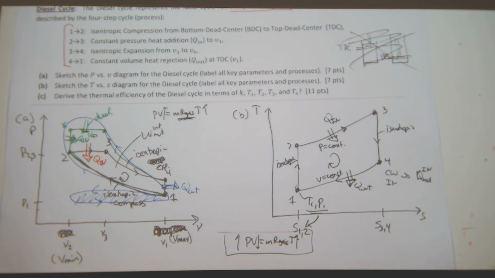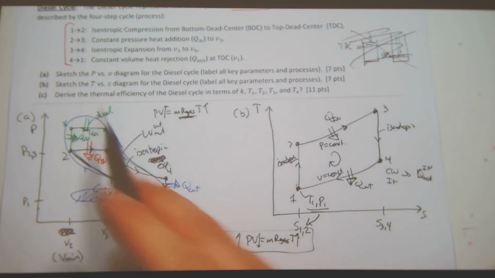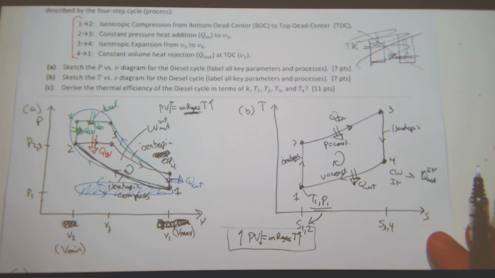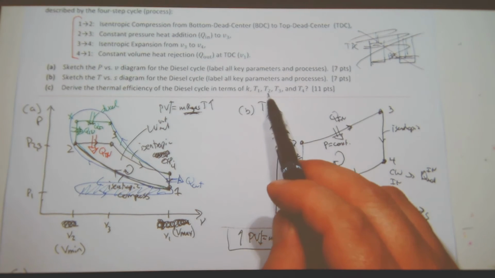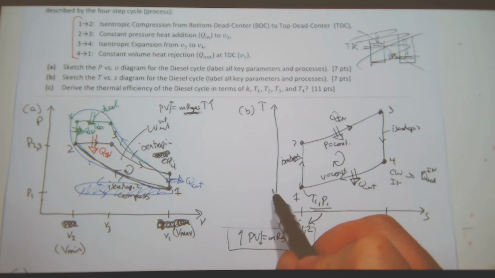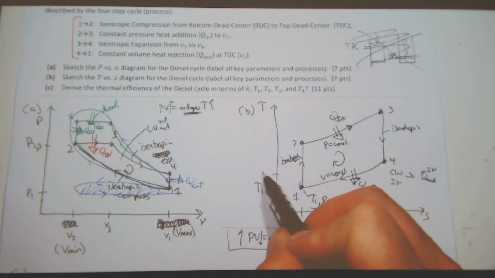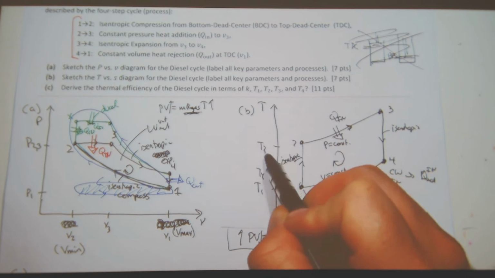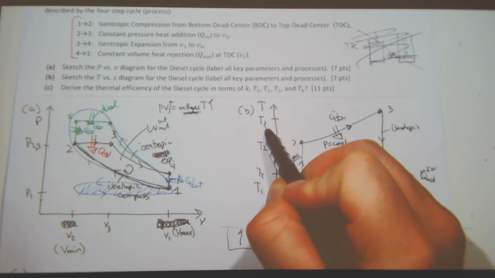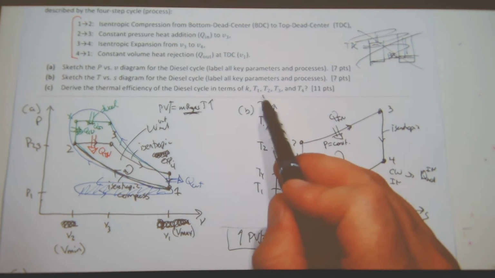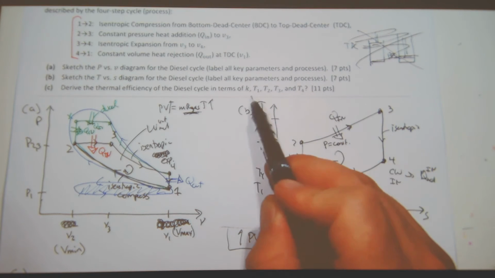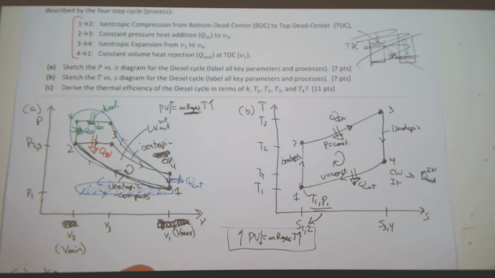Okay, so part C. Derive the thermal efficiency of the diesel cycle in terms of k, T1, T2, T3, and T4. So I guess I didn't label these all: T1, T4, T2, T3. So T1, T2, T3, and T4. And what is k? k is equal to Cp over Cv, the ratio of the heat capacity at constant pressure to the heat capacity at constant volume. And I want to know the thermal efficiency.